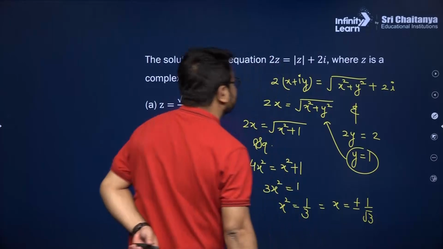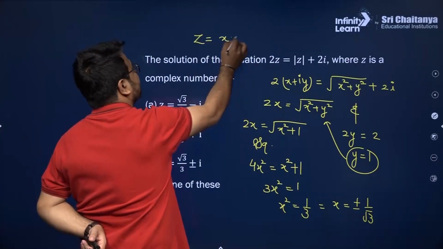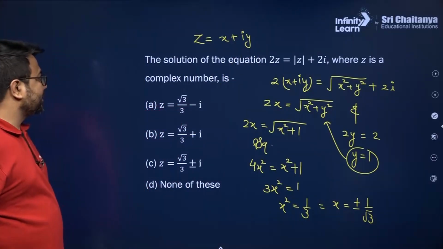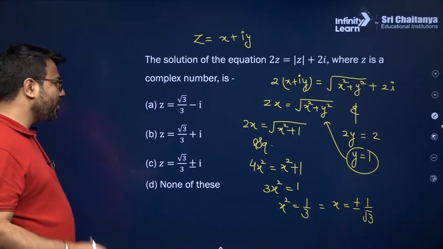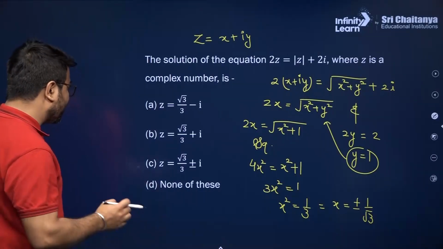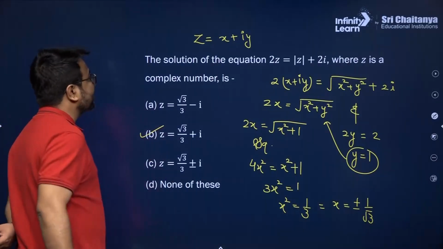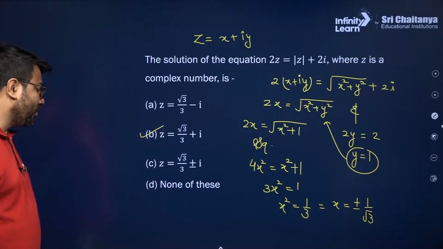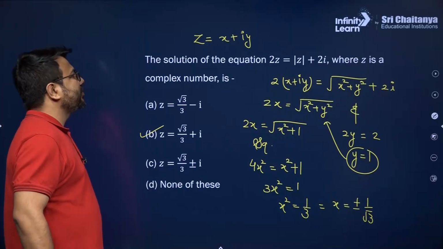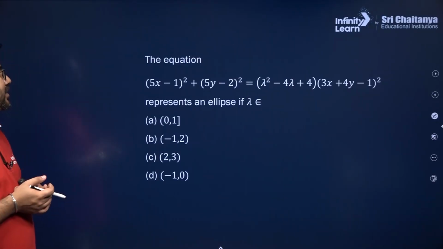I got the value of x, I got the value of y. Now I assume that the value of z is x + iy, so it will be plus minus 1/√3 + i. So 1/√3 + i is given to us in option B. That is why option B will be one of the solutions of this particular question. I hope you are able to understand how we got the answer. So that is why we are moving ahead to the next question.